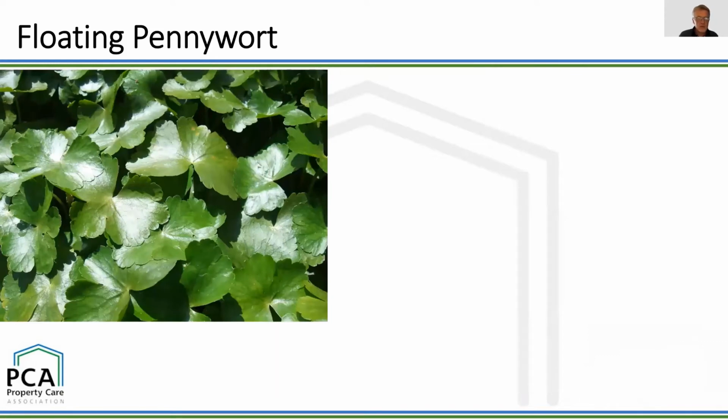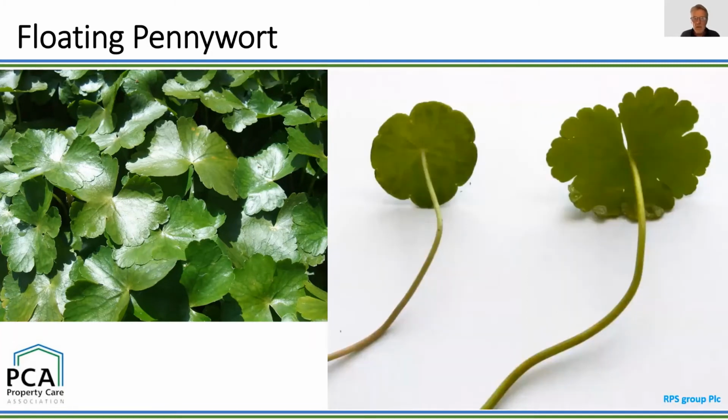So here we've got some close-ups of the floating pennywort. On the right we've got floating pennywort, and on the left we've got the native pennywort. On the right, you can see that there's a divide where the stem meets the leaf, and it's quite divided and crinkly around the edge of the plant, whereas the native species on the left is more entire, more intact and whole.